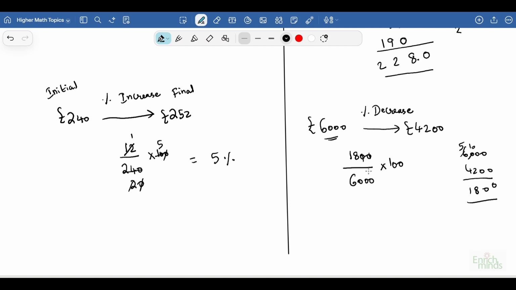So you can reduce all the zeros here. Well, 3 6s is 18, 3 20s is 60, and 2 3s is 6, and 2 10s is 20, and half the 0, so we get 30%. So a decrease of 30% has happened here from the quantity going down from 6,000 to 4,200.